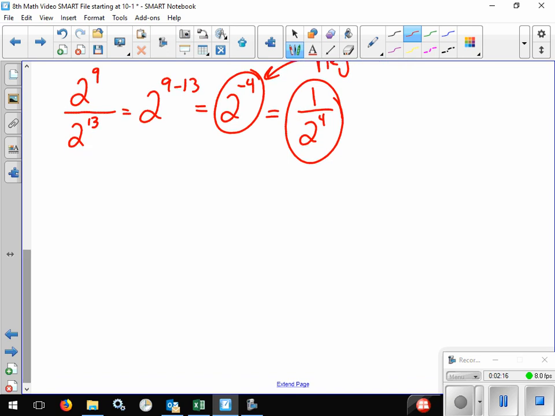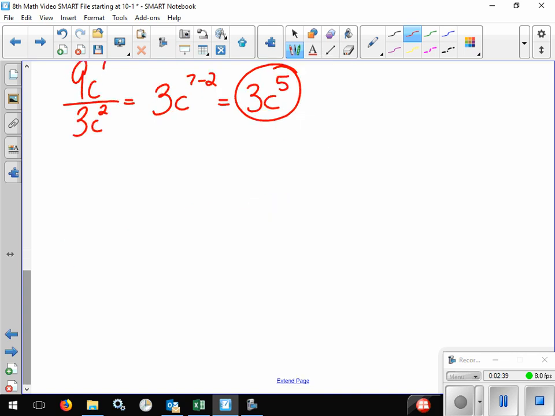I do not care, we're just beginning, so you can leave it as a negative exponent, but I just wanted to make you aware. Okay, so we have 9c to the 7th power over 3c to the 2nd power. Again, we divide 9 divided by 3 is 3, and then we have c to the 7th minus 2, so we have 3c to the 5th power.